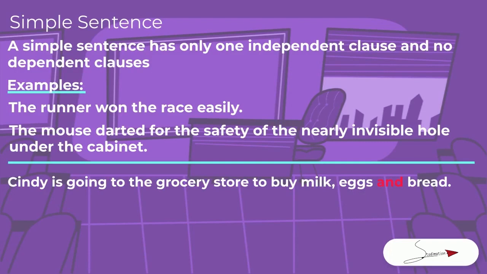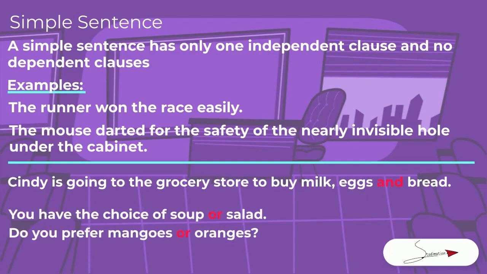Also note that if the simple sentence includes two or more possibilities or alternatives, then it is connected with the word or. For example, you have the choice of soup or salad. Do you prefer mangoes or oranges? Did you notice that this example is a question? Since a question stands alone as a clause and the meaning is clear, it is also an independent clause.